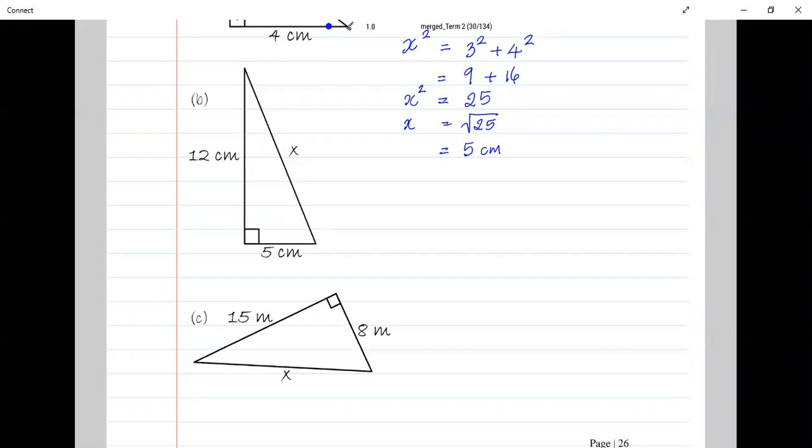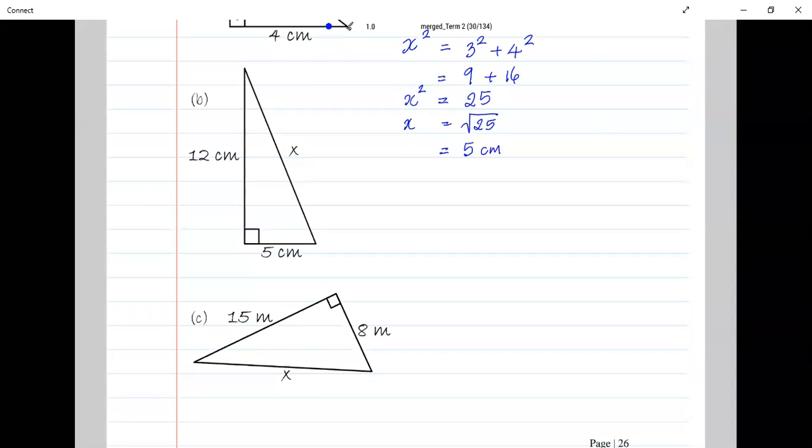All right, so very quickly, let us have a look at B. At B, we need to find the length indicated by X. In B, there is a right angle triangle of which I know the length of two sides, and I wish to find the length of the third side.